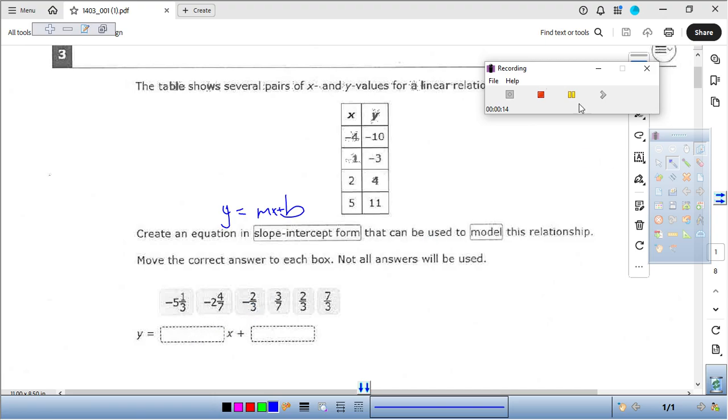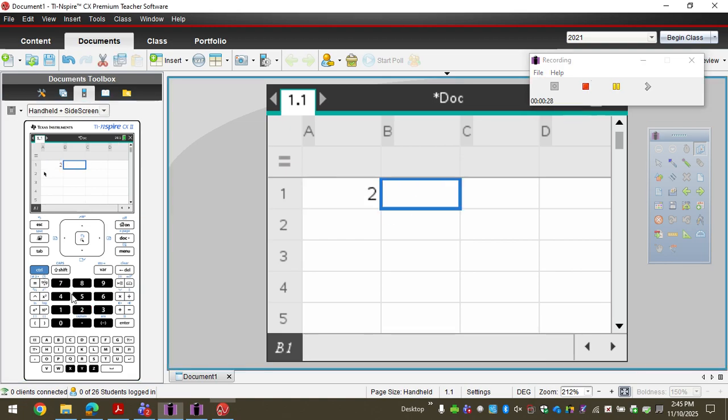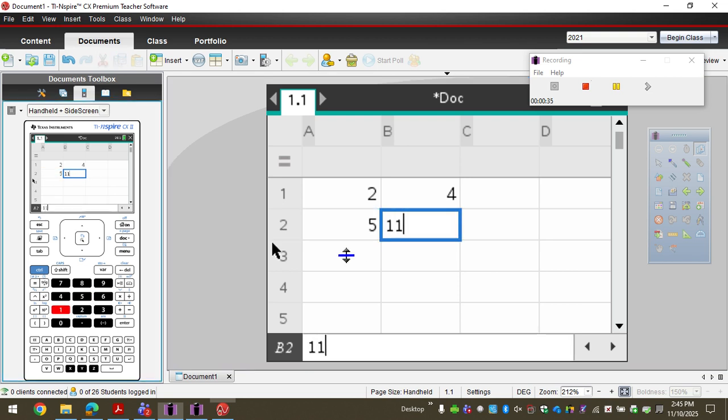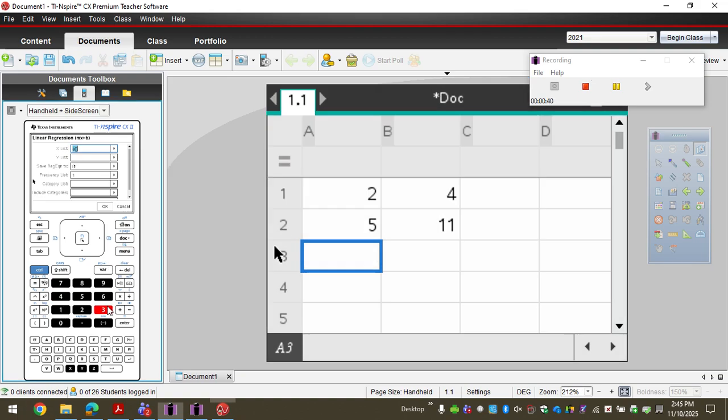Let me come in here. Okay, so open up this in spreadsheets. Now we should put some numbers in there. I'm going to use the bottom ones. I'm going to go with 2, 4, 5, 11. Come here and go to menu 4, 1, 3.